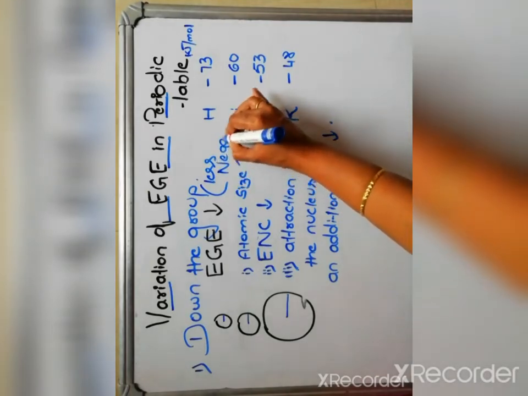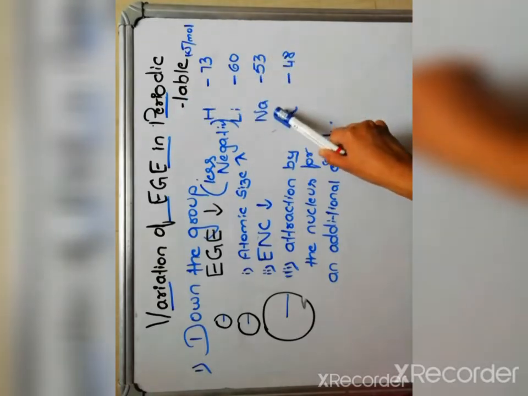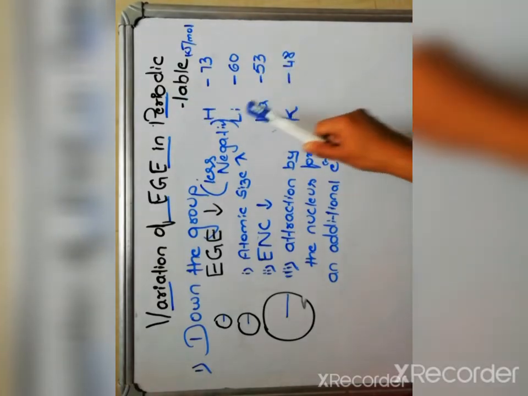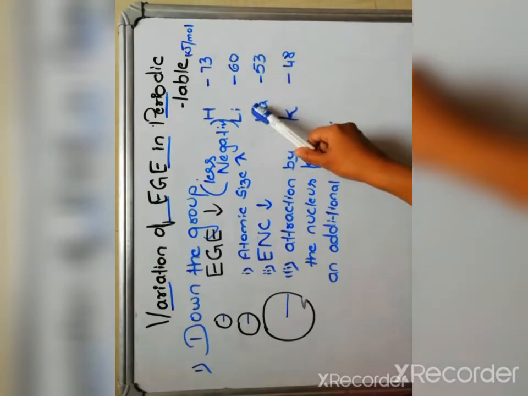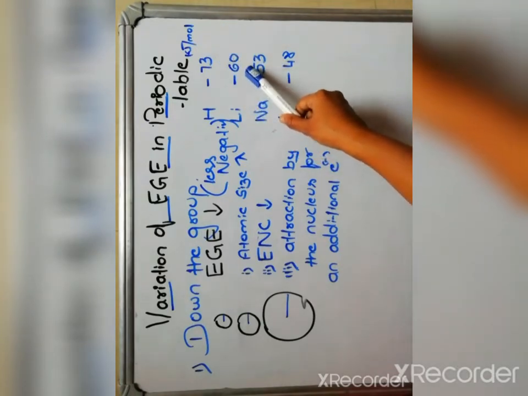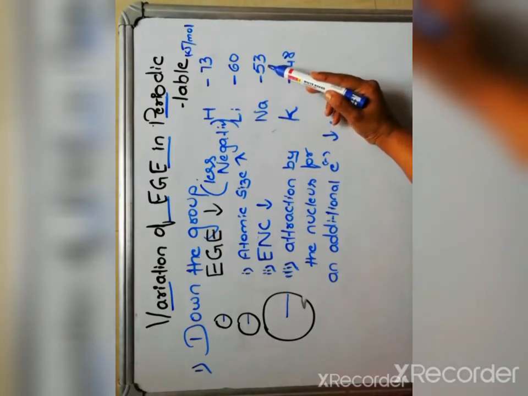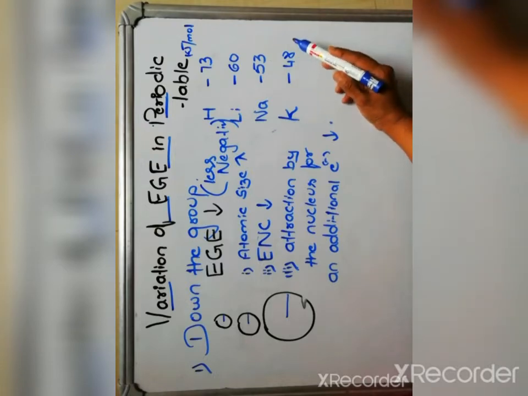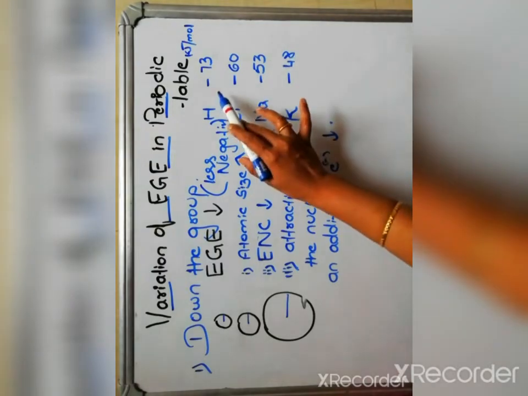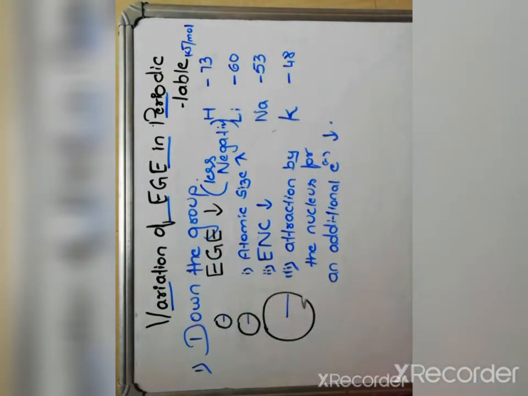Here we have hydrogen, lithium, sodium and potassium. Hydrogen's value is minus 73 kilojoules per mole, lithium is less negative, minus 60 kilojoules per mole, sodium minus 53 kilojoules per mole, whereas potassium is minus 48 kilojoules per mole. That means it is becoming less negative. So this is down the group.